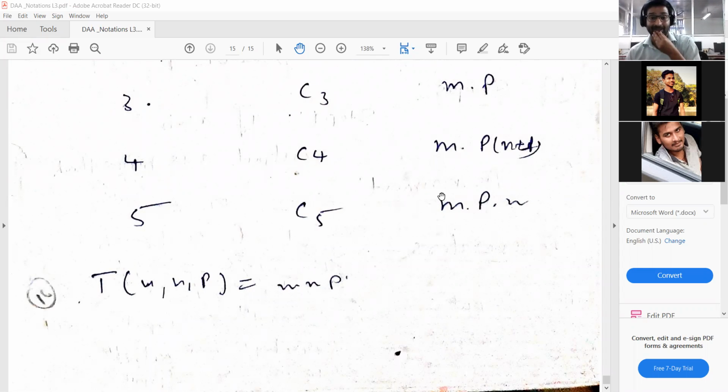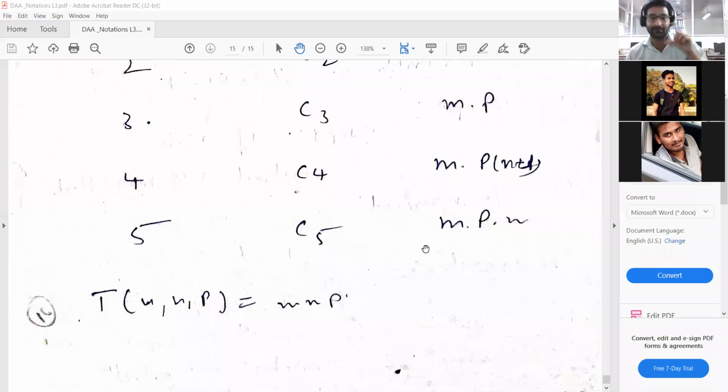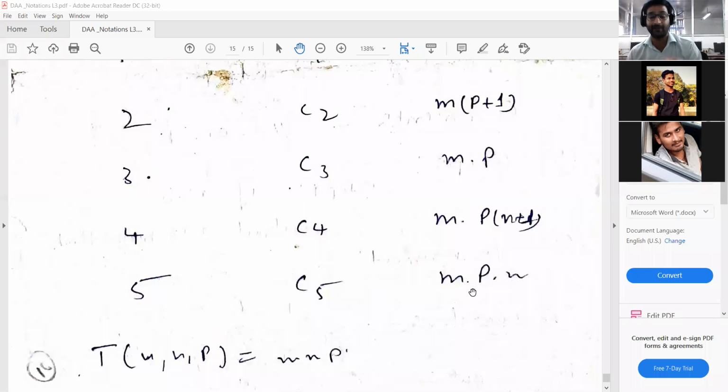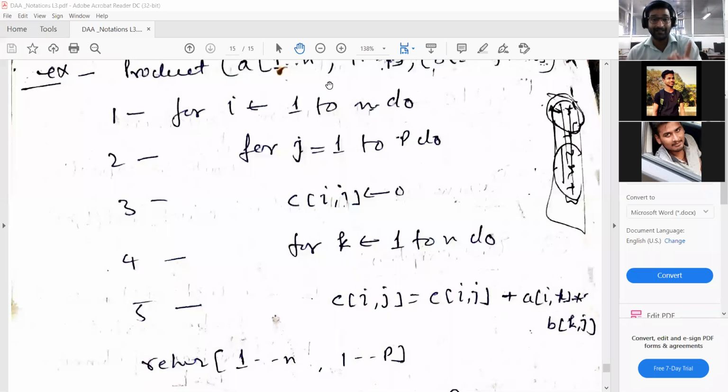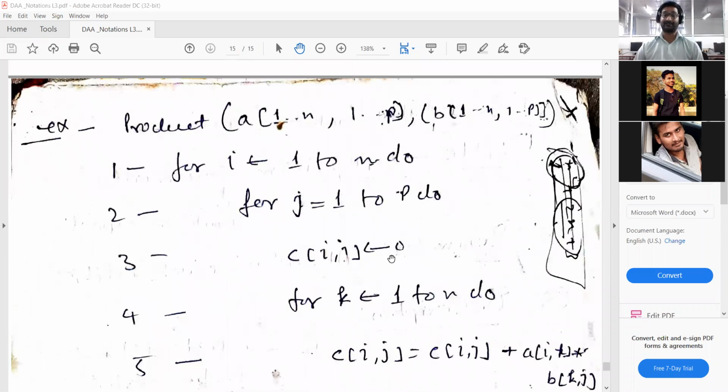So what it means is that the complexity of this algorithm will be approximately order of m into p into n. It means if you see what is m into p into n, suppose this is n, this is p and this is m, then the total running time of this algorithm will be approximately, suppose it is executing 10 times, this statement 20 times, 10 into 20 into 30. Okay, so this is what exactly we are interested to know.